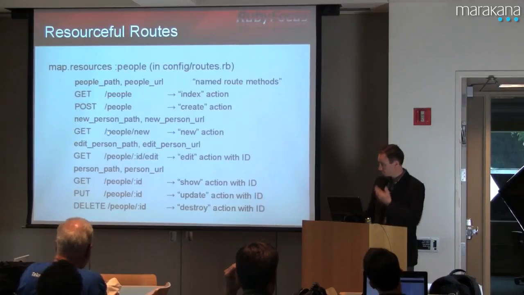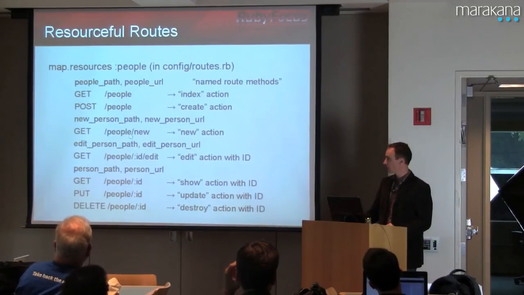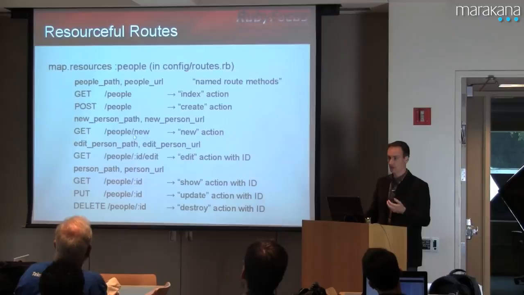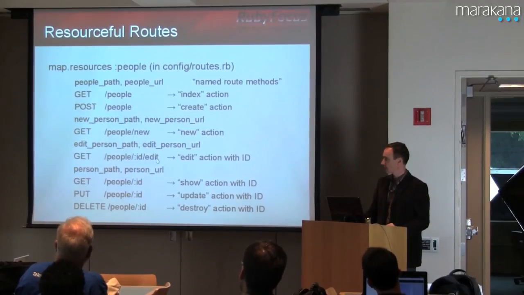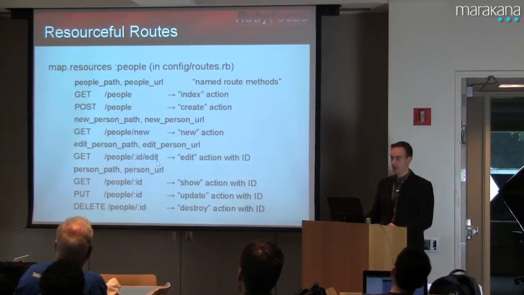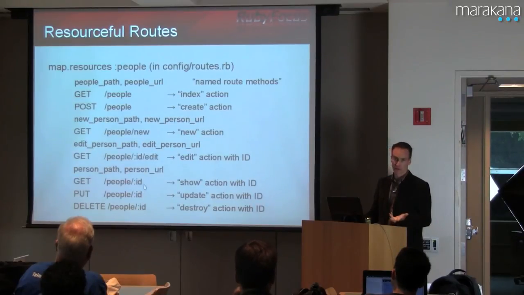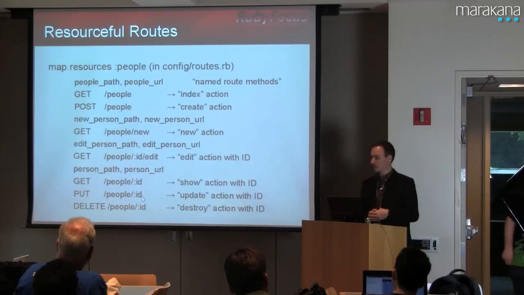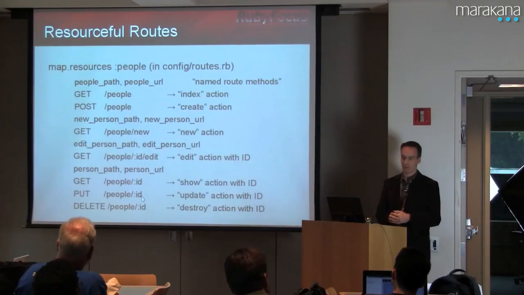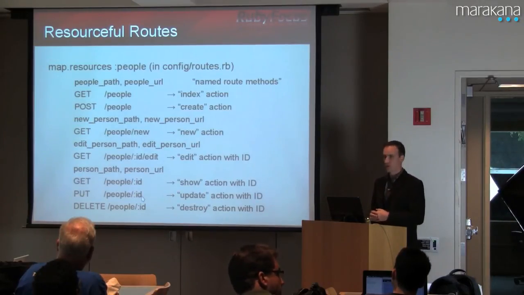You get the new route, which typically displays a form for adding a new object. You get the edit route, which is for editing something that already exists because it contains an ID. You get the show route, which also is for something that exists. You get the PUT verb on that same route, which updates something that exists, and you get the delete route. Those are the 7 RESTful routes.